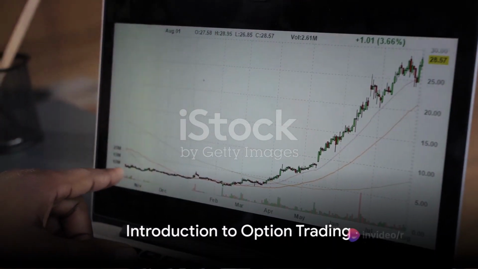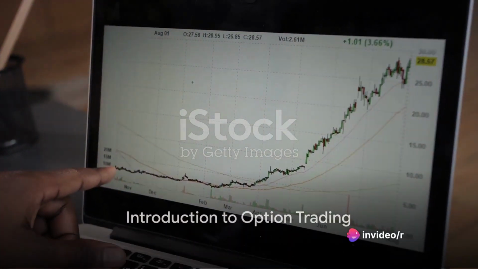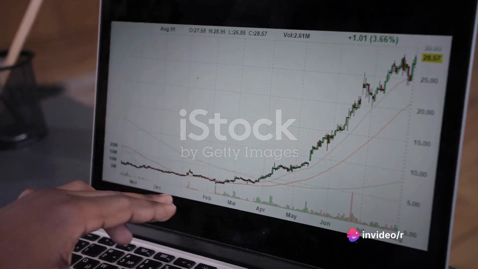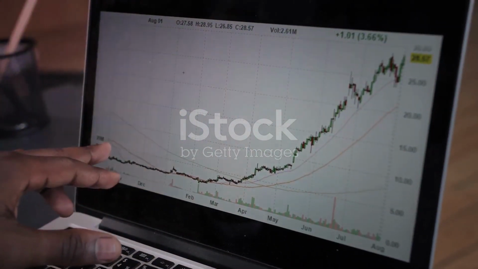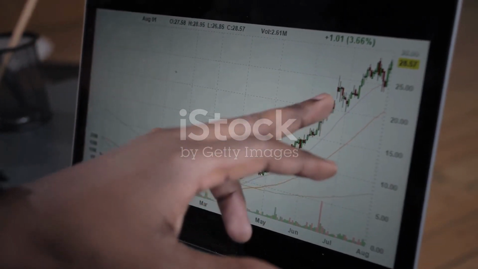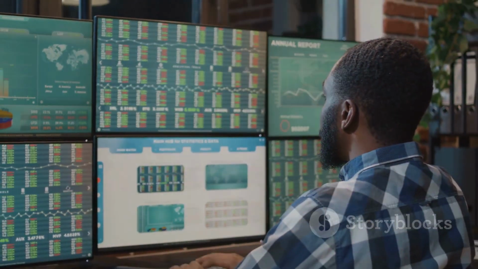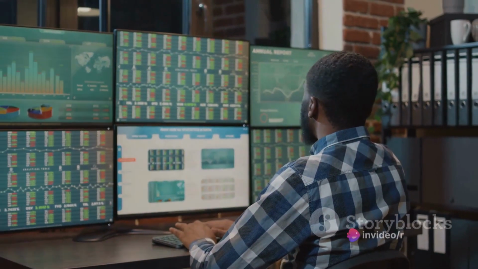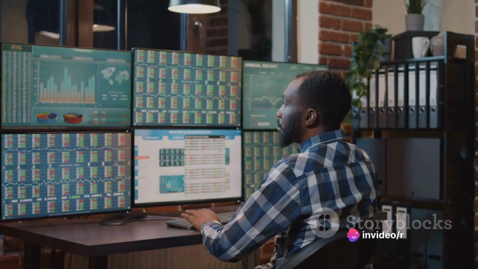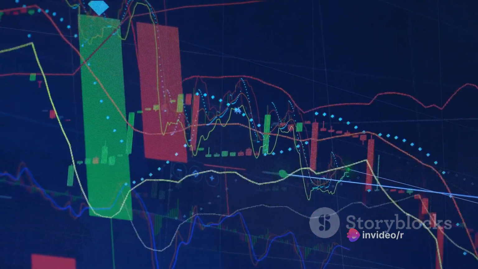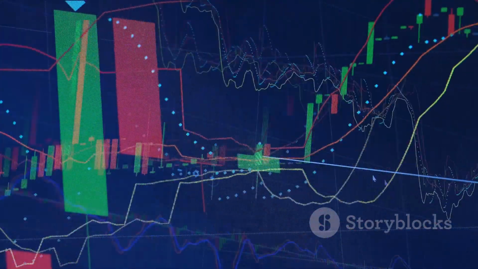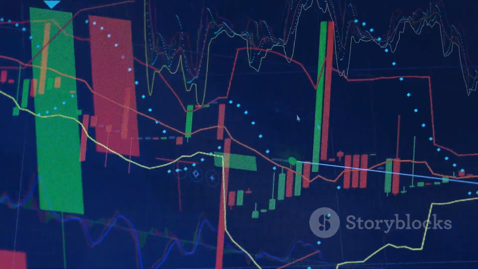Option trading is a financial derivative strategy that involves the buying and selling of options contracts, which give the holder the right, but not the obligation, to buy or sell an underlying asset at a specified price, known as the strike price, on or before a predetermined expiration date. Options are commonly used to hedge against price fluctuations, generate income, or speculate on future price movements.